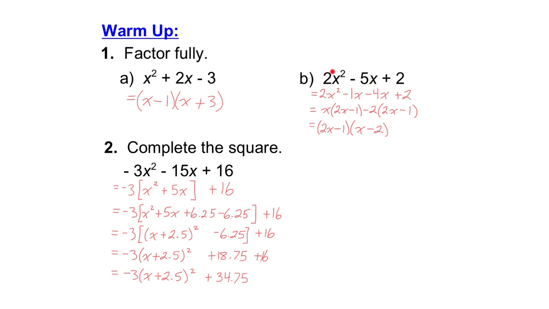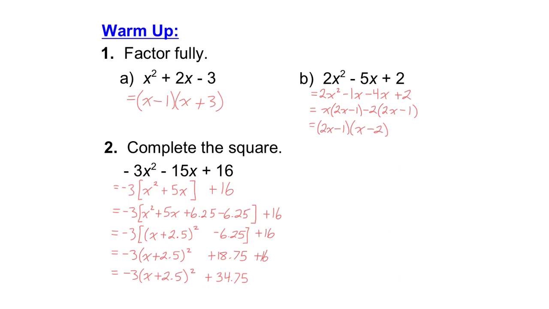There is no greatest common factor between these three terms, so this is a complex trinomial. We need two numbers that multiply to 2 times 2, which is 4. So multiply to +4 and add to -5. Well, those numbers are -1 and -4. So -5x decomposes into -1x minus 4x.